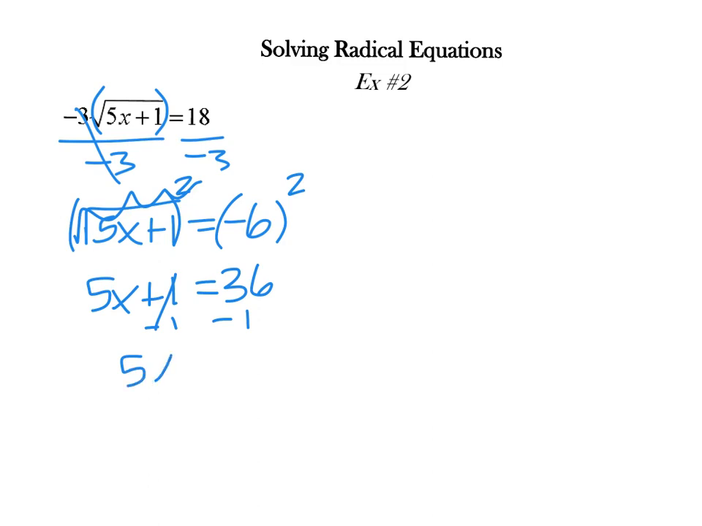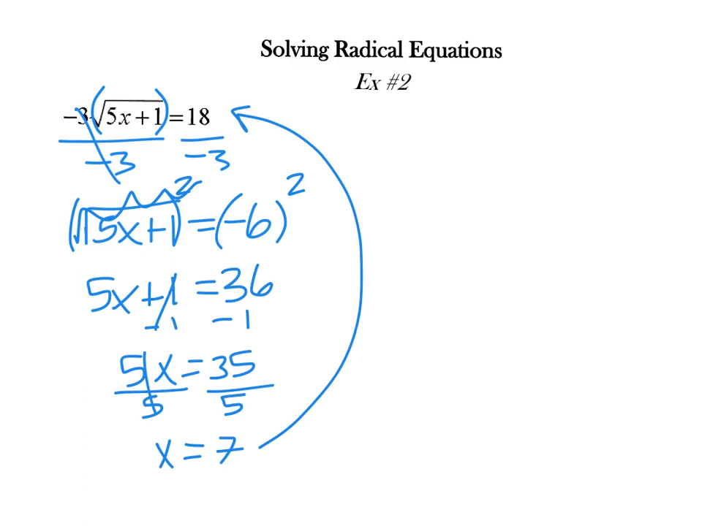We're left with 5x equals 35. When you divide both sides by 5, you're left with x equals 7. Before we claim and conclude that this is our answer, we want to plug it back into the original problem, as always, and check to see if there's any extraneous solutions.